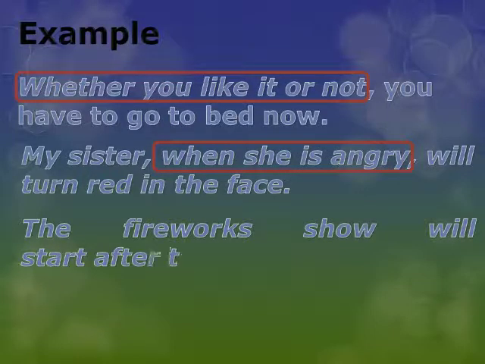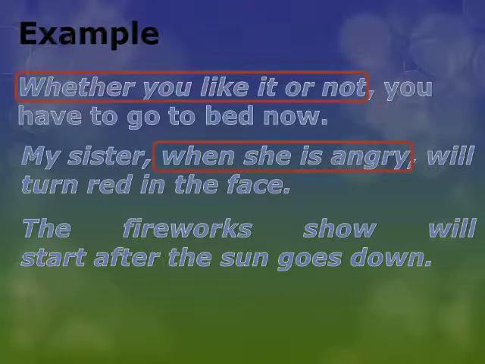The fireworks show will start after the sun goes down. In this sentence, "after the sun goes down" is an adverb clause. It has the subject "sun", it has "goes" as a verb, and it is an adverb clause.